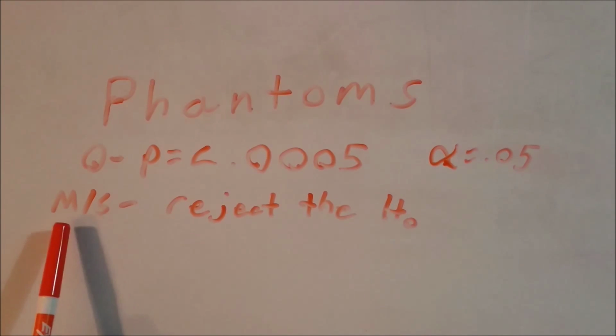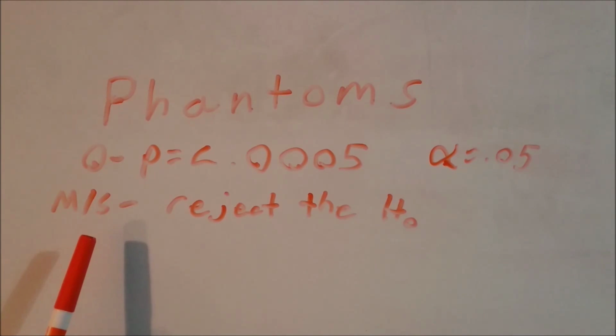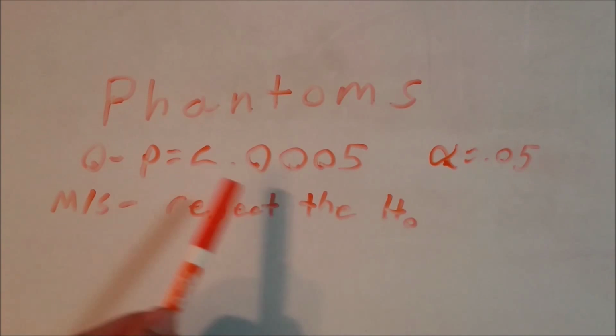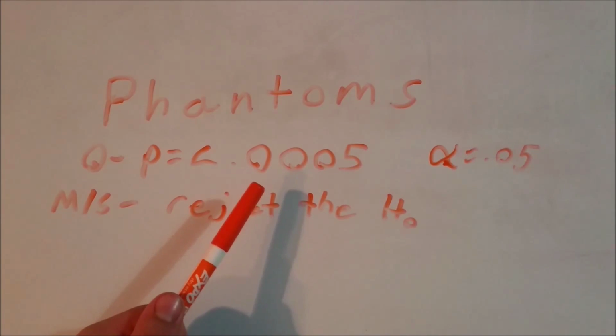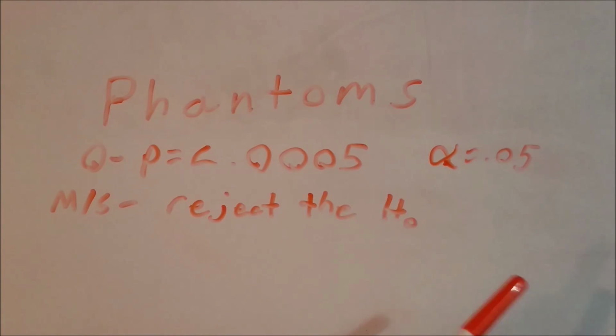And for M and S, which is make a decision and state it in context, we reject the H0 that there is no difference in growth of plants if the seed is treated with the additive, because the p-value of less than 0.0005 is less than the alpha value of 0.05. Therefore, we reject the H0.